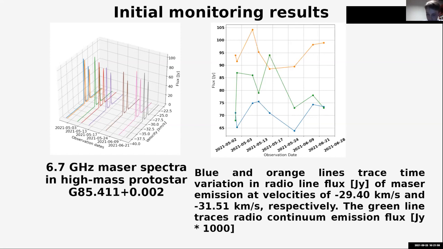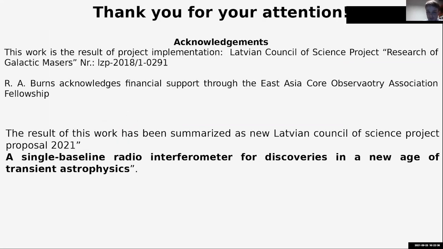So this is the idea that we have: to monitor at the same time maser lines and continuum emission. Also, what I have not shown is the monitoring of calibrators, so an additional result would be monitoring of AGN quasars and sources like that. In short, this result is also proposed in the next Latvian Council of Science project proposals. Our task is to create a transient program, to detect transients. Thank you for your attention.